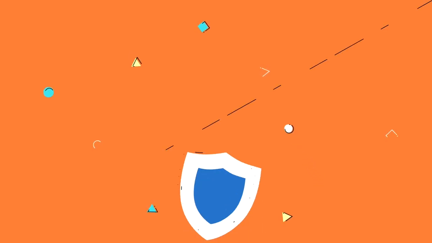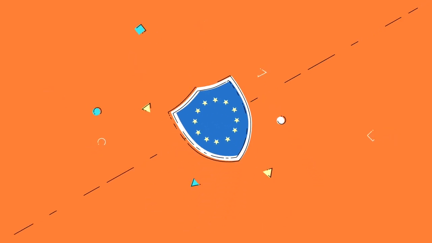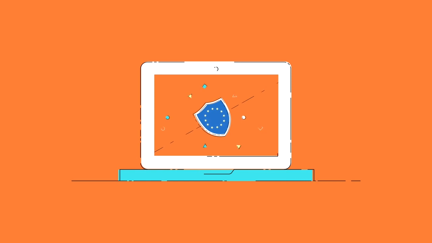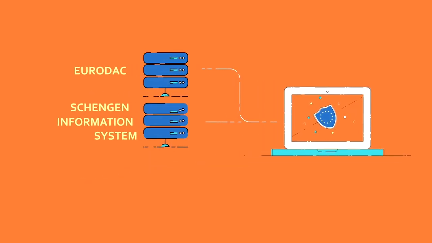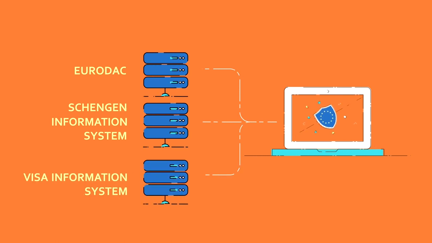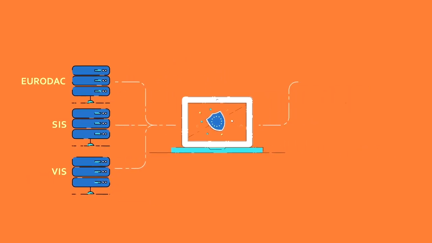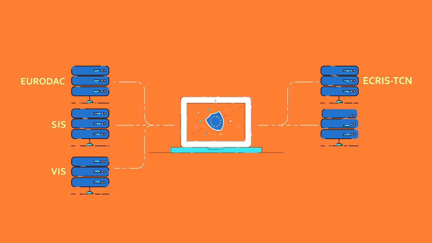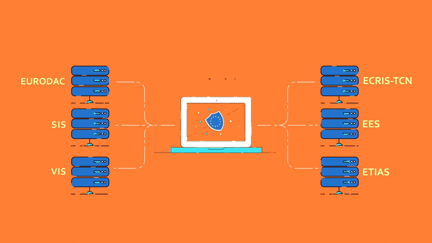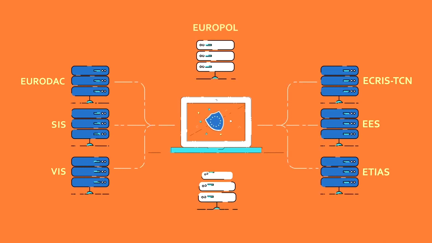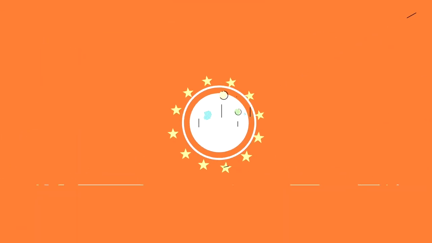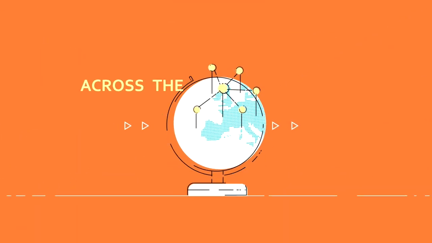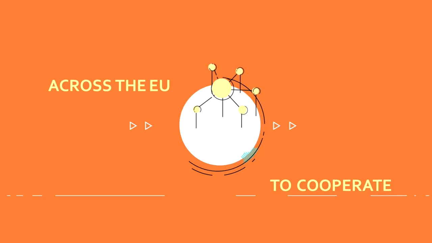Efficient management of Europe's border security and migration relies upon large Europe-wide information systems, including Eurodac, the Schengen Information System, the Visa Information System, and future systems, ECRIS-TCN, EES, and ETIAS, as well as Europol and Interpol data sources. Each system enables responsible authorities across the EU to cooperate.